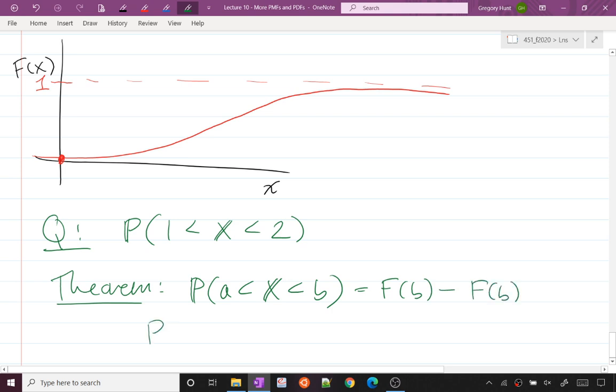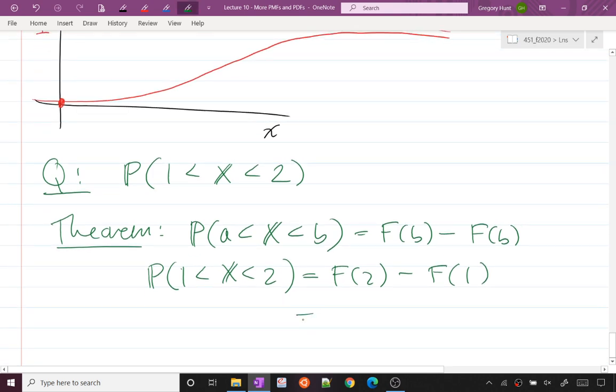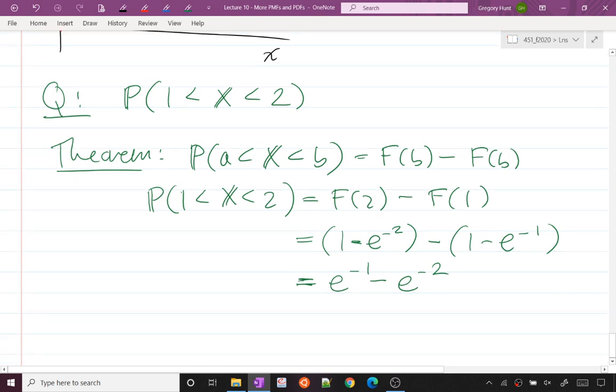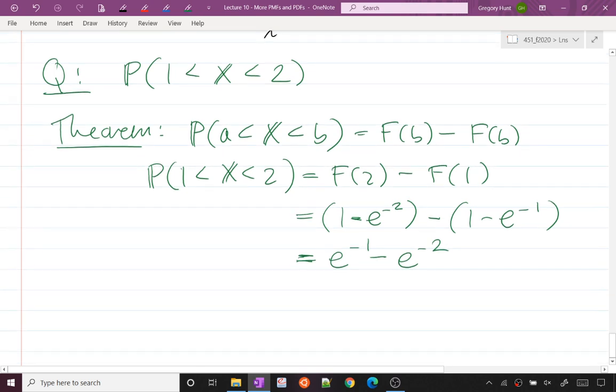And so in my case, the probability that x is between 1 and 2 is F of 2 minus F of 1. If I know the CDF, this is a real quick way of calculating it. This will give me what? What's F of 2? It's 1 minus e to the negative 2, minus F of 1, which is 1 minus e to the negative 1. And 1 minus 1, this just gives me e to the negative 1 minus e to the negative 2. That thing is positive, that's a valid probability. One way of solving this problem.